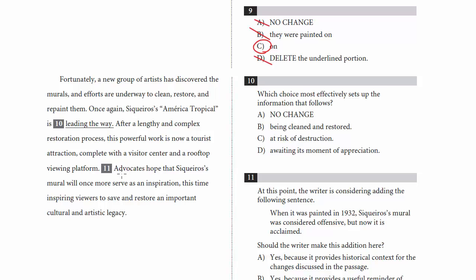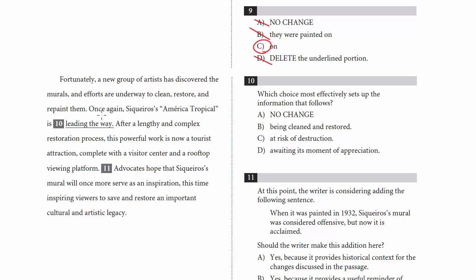Well, let's finish this then. Advocates hope that Siqueiros' mural will once more serve as an inspiration, this time inspiring viewers to save and restore an important cultural and artistic legacy. So which one of these choices best sets up the information that follows?